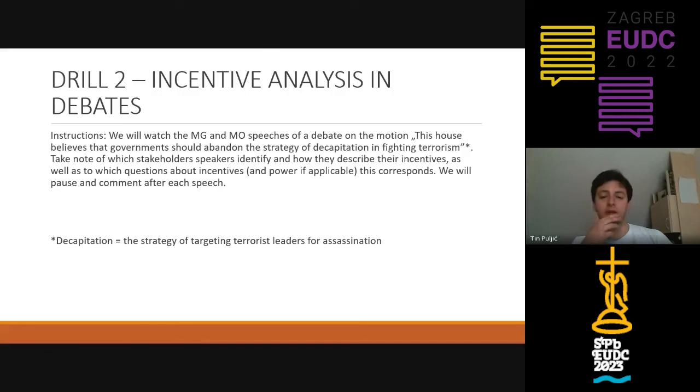What is going to happen if we use this too much or if we use this badly? He used the example of Israel, I think. What is Hamas going to do? He said Hamas will retaliate. If we use this too much, then the terrorists are going to respond, and they're going to attack our people, they're going to kill our civilians. What incentives are at play here? So identify the incentives.